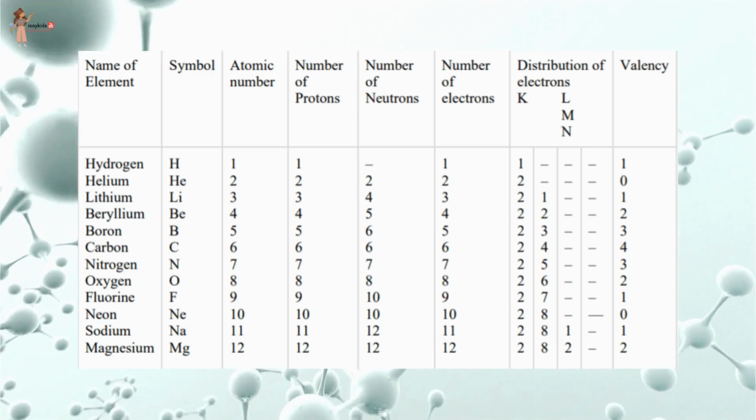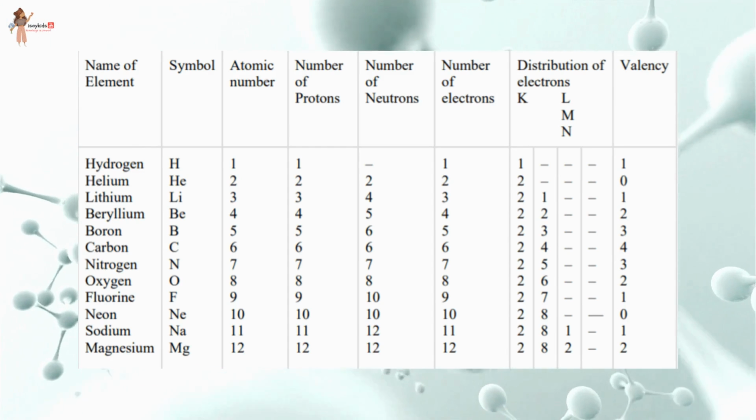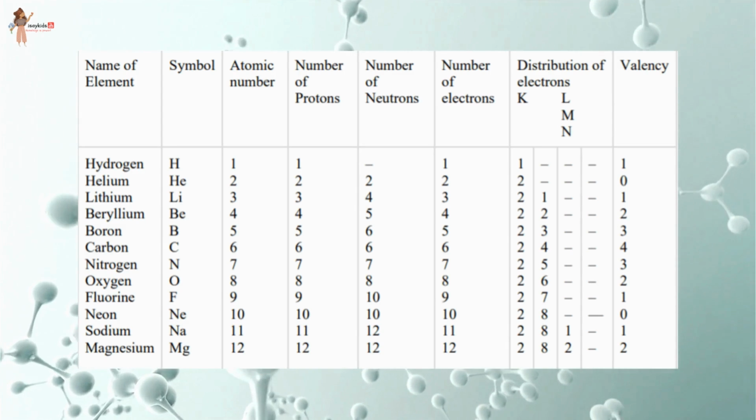Therefore, an atom of each element has a definite combining capacity called its valency. Here is the valency of the first 18 elements.